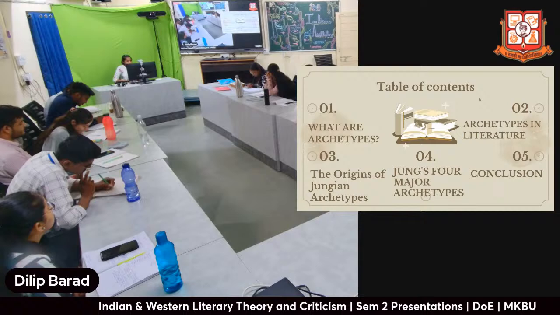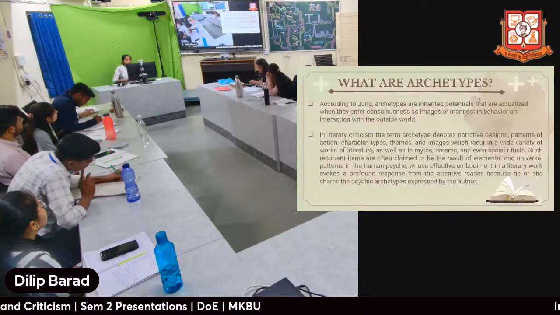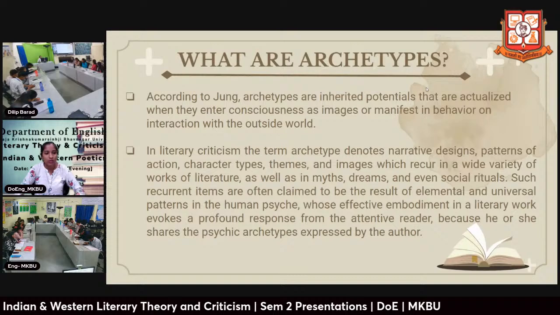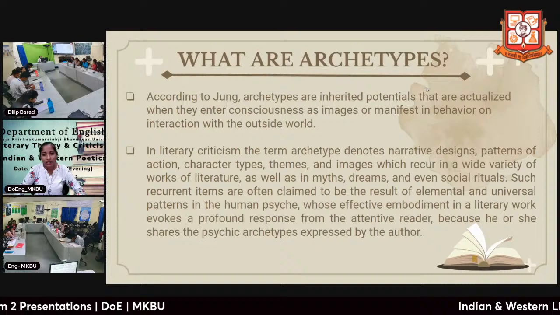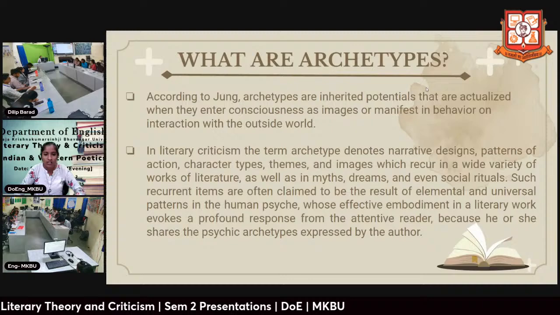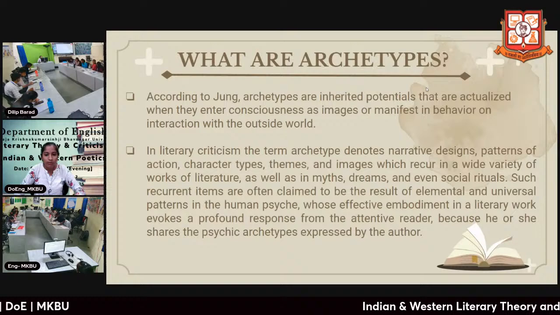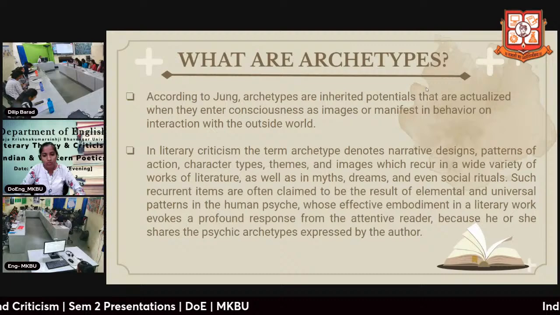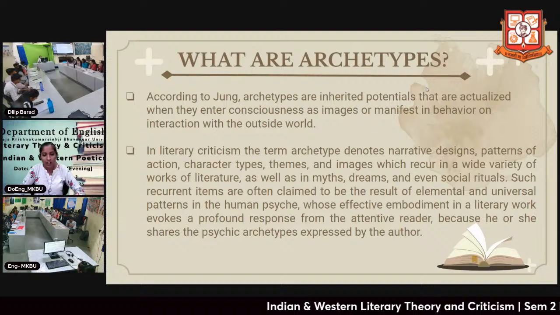So what are archetypes? According to Jung, archetypes are inherited potentials that are actualized when they enter consciousness as an image or manifest in behavior on interaction with the outside world. In literary criticism, the term archetype denotes a narrative design's pattern of action, character types, themes, and images which recur in a wide variety of works of literature as well as in myths, dreams, and even social rituals. Such recurrent items are often claimed to be the result of universal patterns in the human psyche, whose effective embodiment in a literary work evokes a profound response from attentive readers because they share the psychic archetypes expressed by the author.